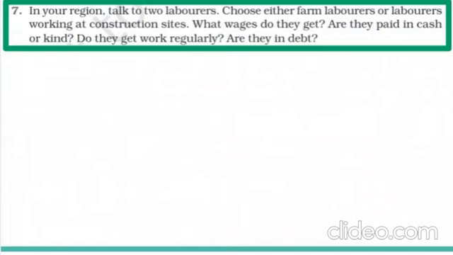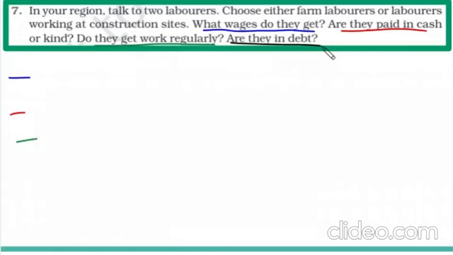Next is 7. In your region, talk to two laborers. Choose either farm laborers or laborers working at construction sites. What wages do they get? Are they paid in cash or in kind? Do they get work regularly? Are they in debt? So what you do, you make four columns. First, what wages do they get? Next, are they paid in cash or in kind? After that, do they get work regularly? And are they in debt?